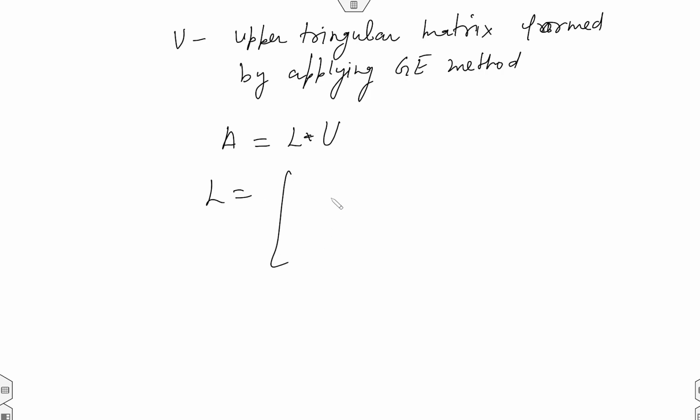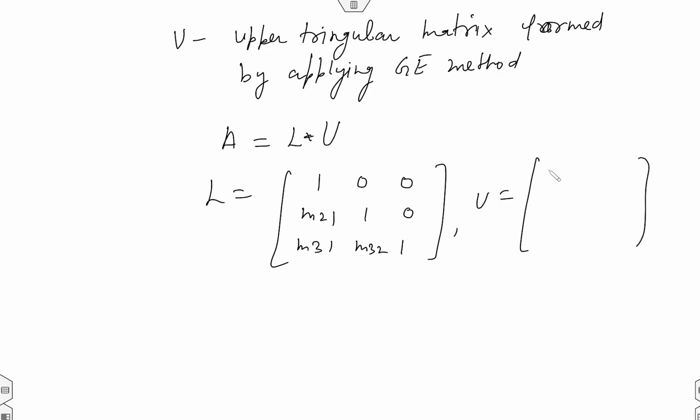So L will be what? L is 1, 0, 0. Diagonal elements are all 1, and the other elements below the diagonal are m21, m31 and m32. And U is whatever matrix comes out, like U11, U12, U13, and U22, U23 and U33. Either you can express it in terms of U or in terms of A, it doesn't matter. The thing is that these are the non-zero elements in the matrix U. Okay, let's solve this example with the help of the LU decomposition method.